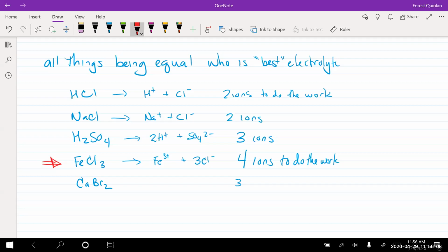So this is the reason why I would say that all things being equal, the iron is the one that would be the best. Now, I put best in quotes because depending upon your actual physical situation, you may not want to use that for other reasons. But I do want to point out that just ion for ion, this is what you want to do. You want to look to see who gives the most ions. And that would be your technically best electrolyte.